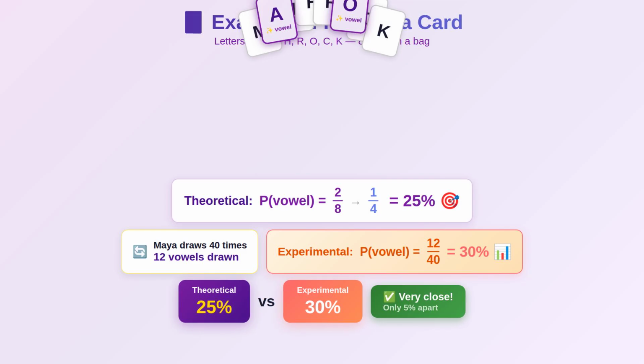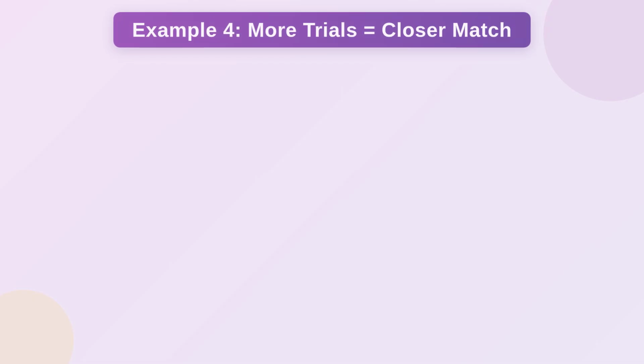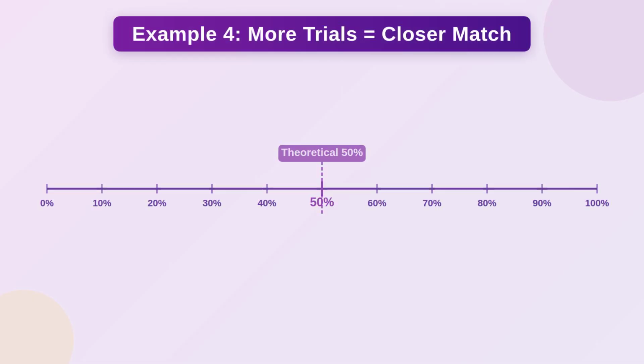Maya draws a card 40 times, replacing it each time, and gets a vowel 12 times. Experimental probability? 12 out of 40, which simplifies to 3 out of 10, or 30%. Nice and close to 25%.